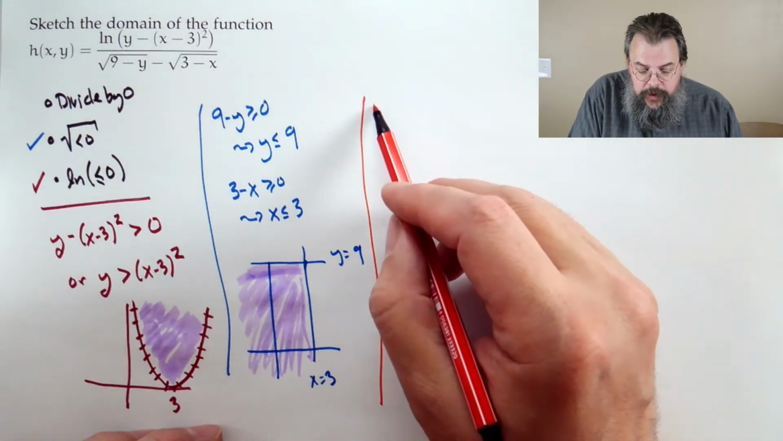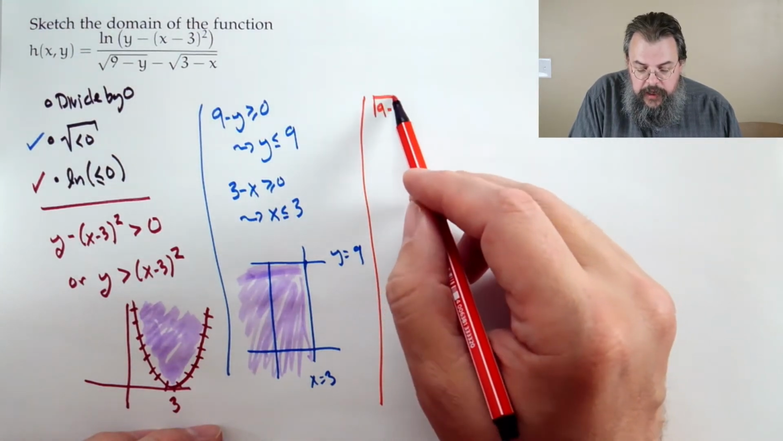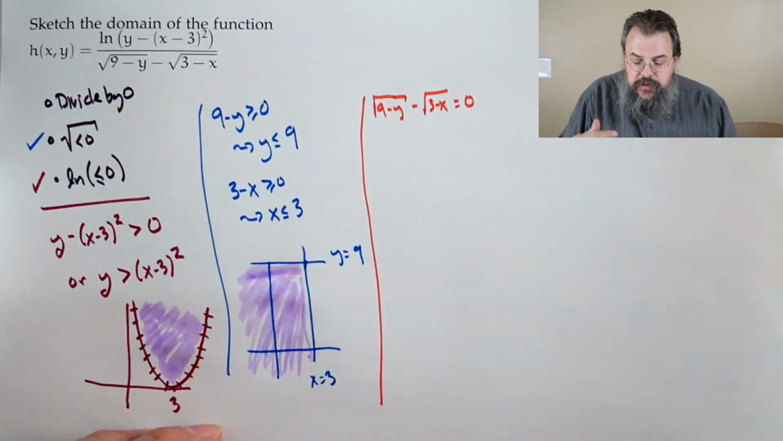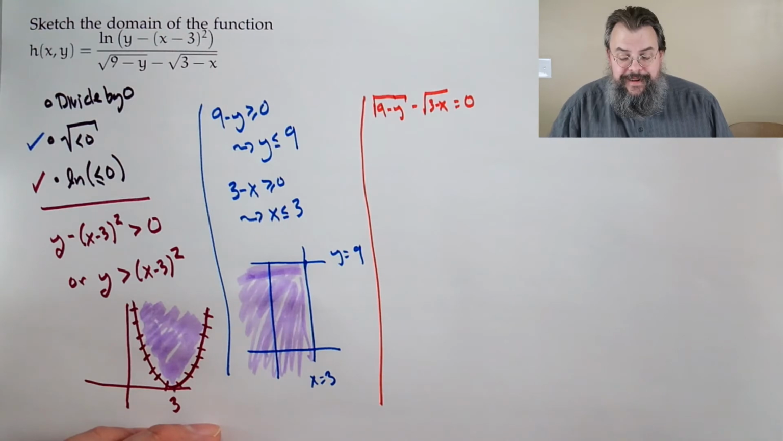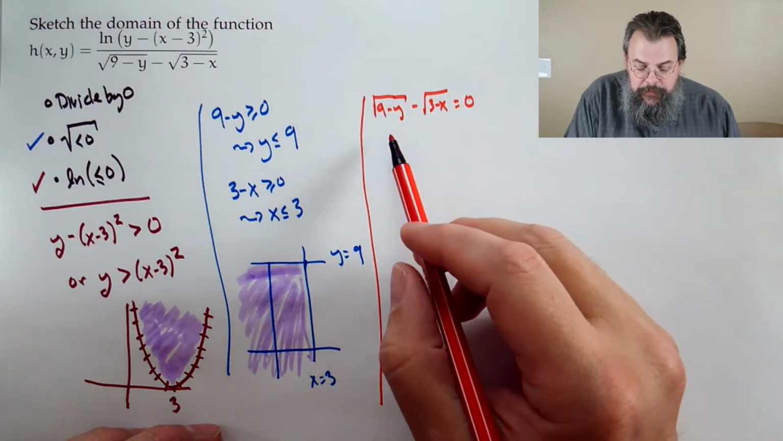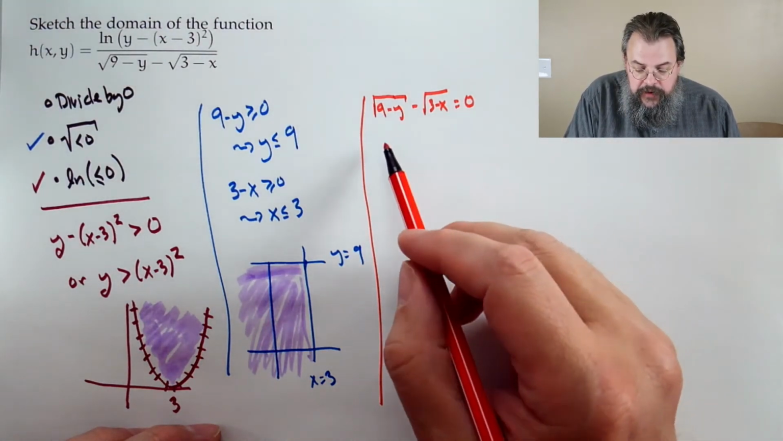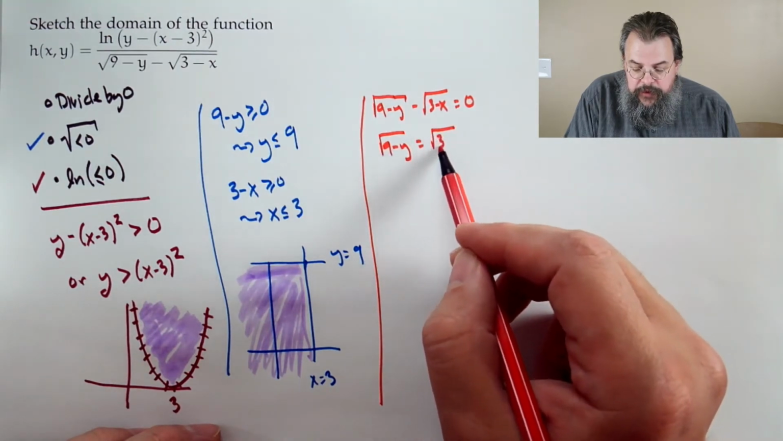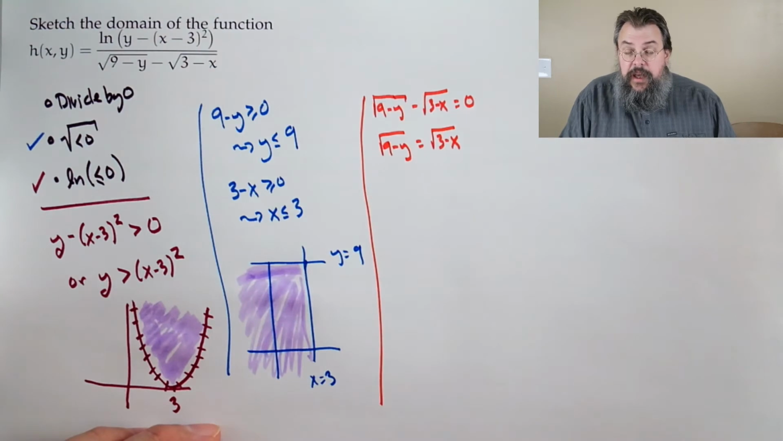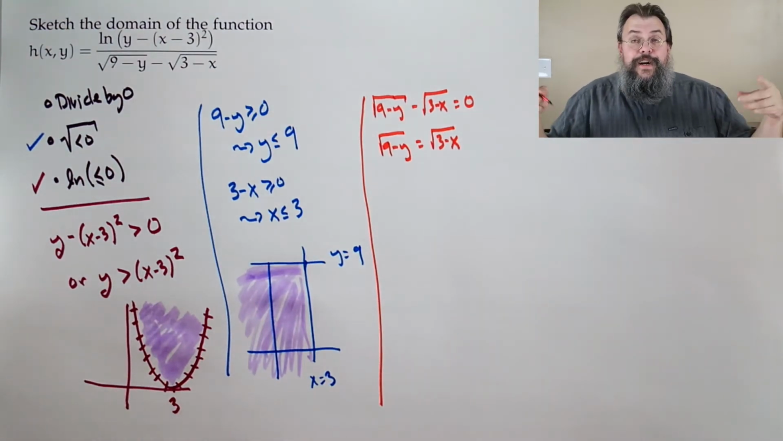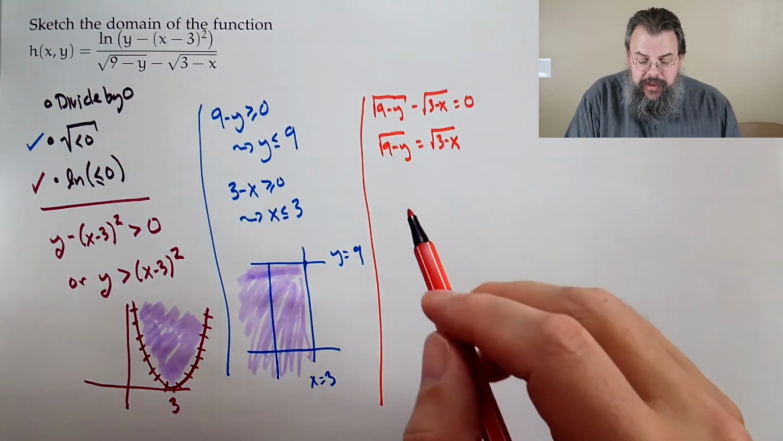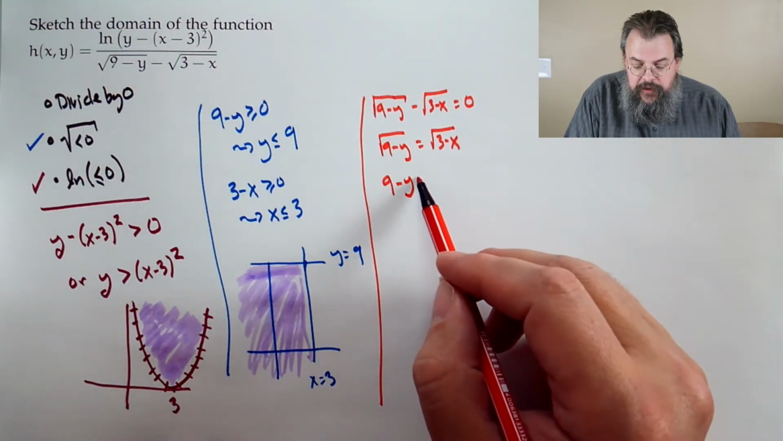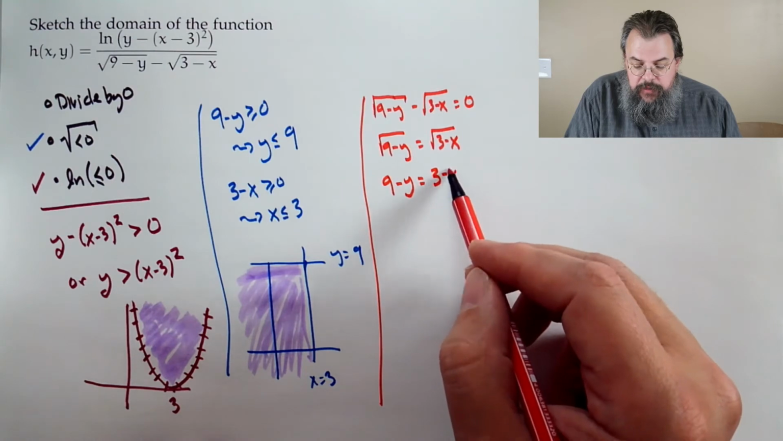So, we'd have to have square root of 9 minus y minus square root of 3 minus x equals 0. Let's just sort of follow what that says. Well, move that across. Square root of 9 minus y would have to be the square root of 3 minus x. Okay, well, let's square both sides. If we square both sides, we're looking at places where 9 minus y was equal to 3 minus x.